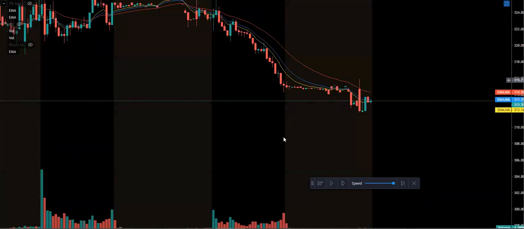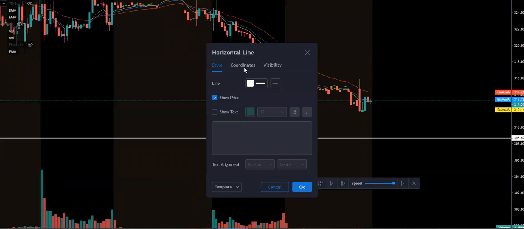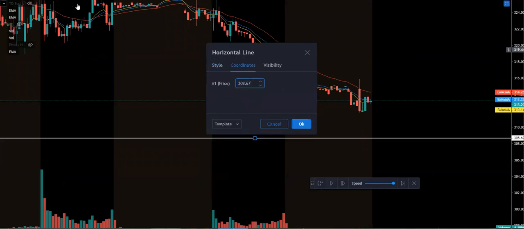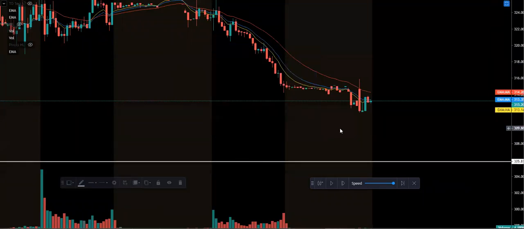So what we'll go and do is jump right to our 15-minute chart, and this is what we're going to be using for our walkthrough. And we'll go, so 305.81. All right, so that's the support level on the daily.